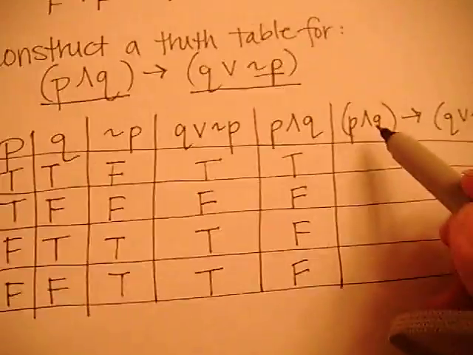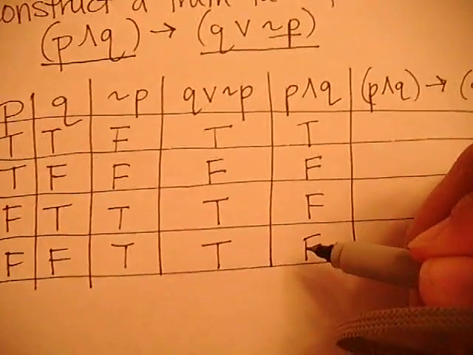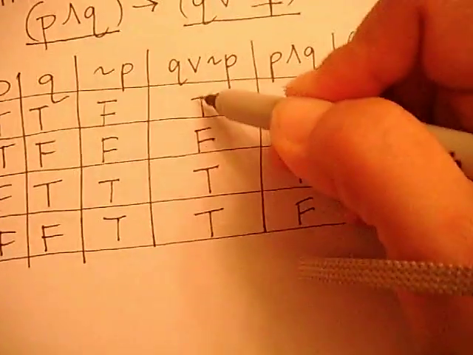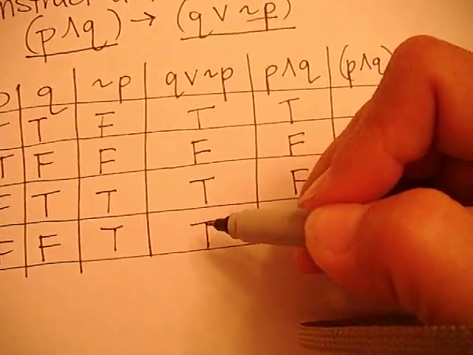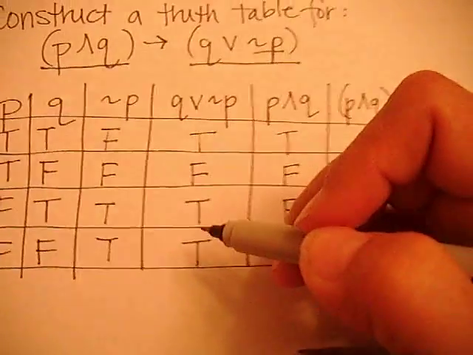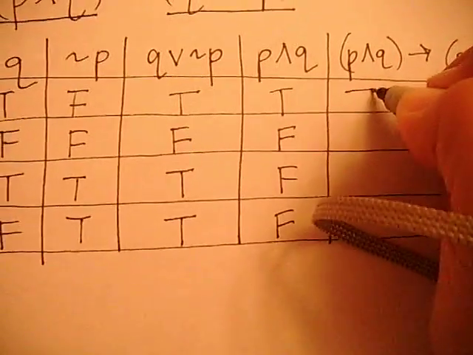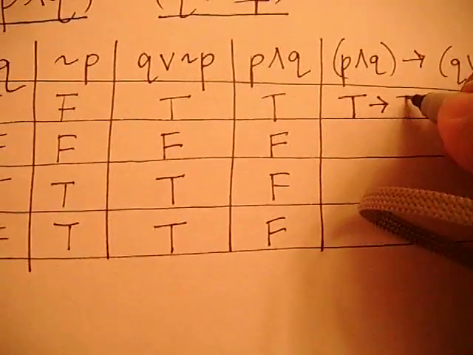Last column, we're going to be looking at the P and Q as the premise of the conditional, and the Q or not P as the conclusion. Now, sometimes it's helpful to write them out so you can really look at them. So P and Q is the first part, implies Q or not P.